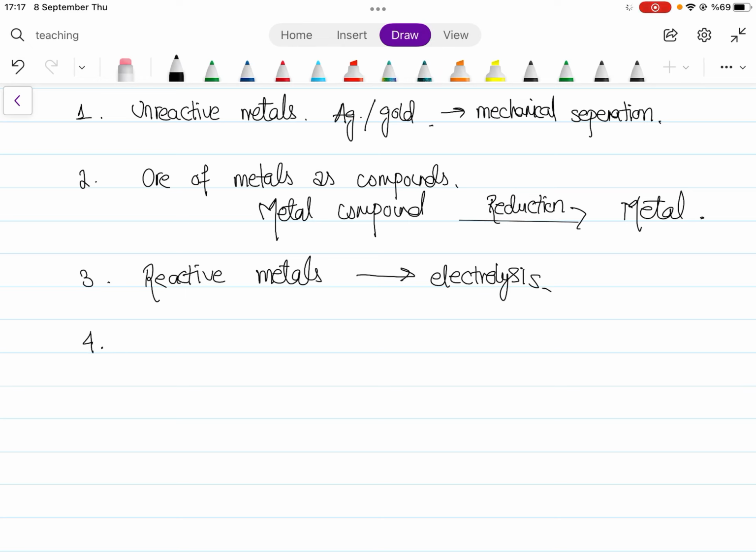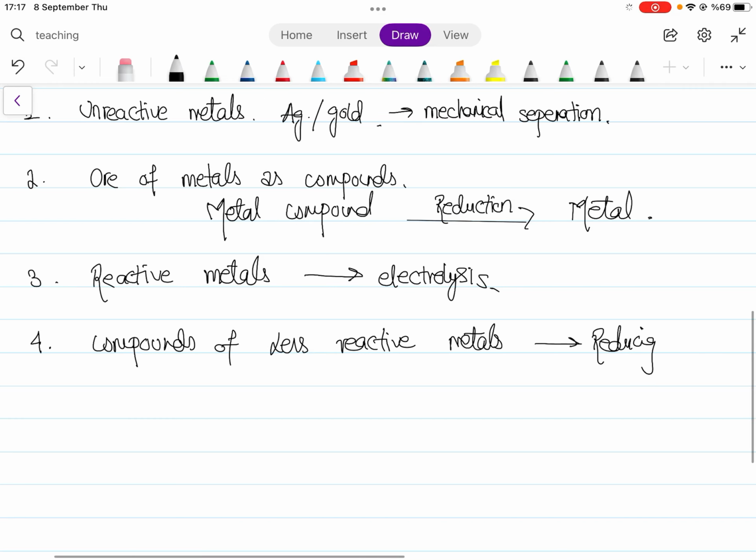And the fourth method is for compounds of less reactive metals. We use a suitable reducing agent for them to be reduced.